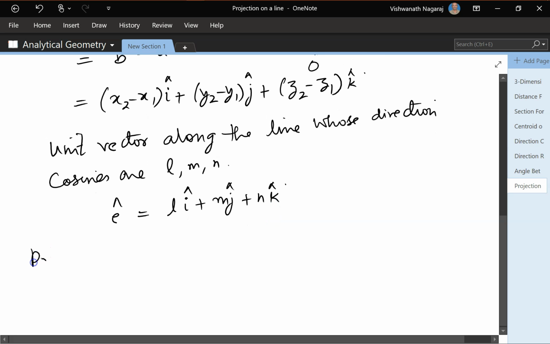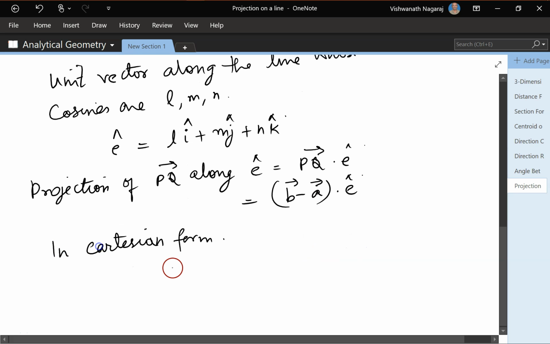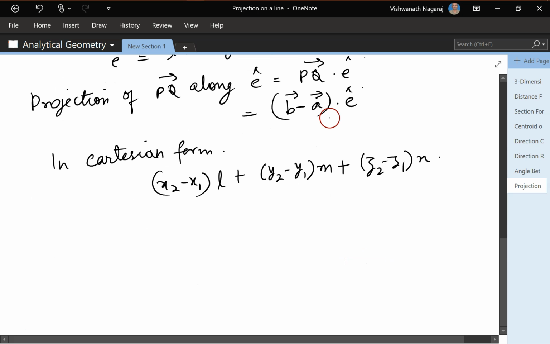So the projection of PQ along E would be equal to PQ dot E, which is (B minus A) dot E. Now in Cartesian form, it would be (x2 minus x1) L plus (y2 minus y1) M plus (z2 minus z1) N. In vector form, the projection of PQ along the line with L, M and N direction cosines would be this, and in terms of Cartesian coordinates it will be this.